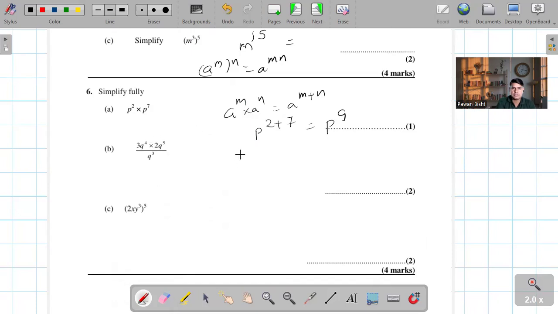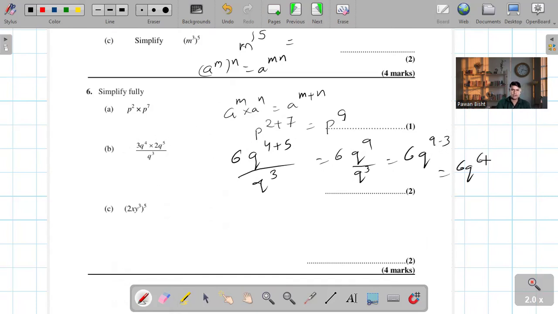3 times 2 is 6. q to the power 4 times q to the power 5, q to the power 4 plus 5, upon q cube. So q cube 9 over q^3. So answer is q to the power 9 minus 3, q^6. Right? Simple, right? Next question.